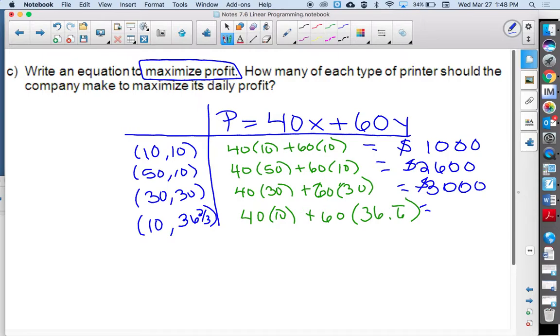The last one having that decimal, I guess that might be a little rougher trying to do in your head. 40 times 10, 60 times 36 and 2/3. Brandon? I got like 2,600.